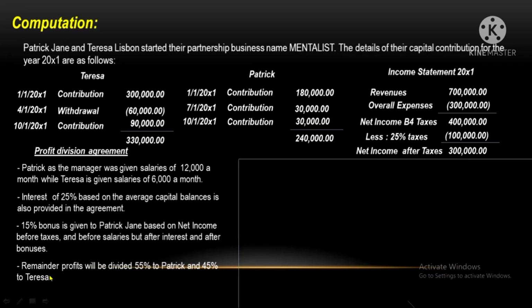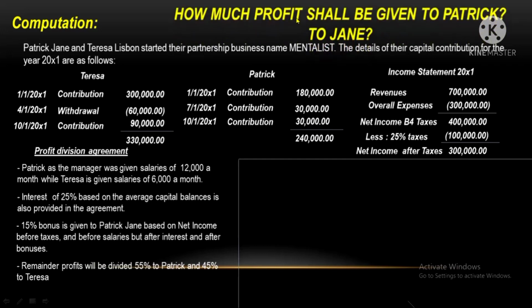So that's the whole situation. The question is, how much profit shall be given to Patrick and how much profit shall be given to Jane? And since we're already familiar with the details, let's start developing a solution.